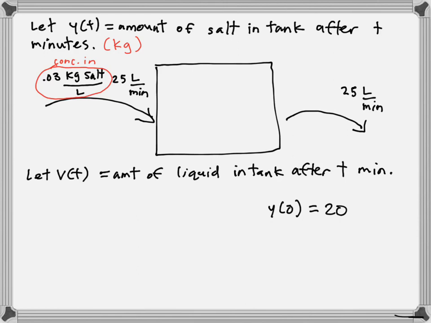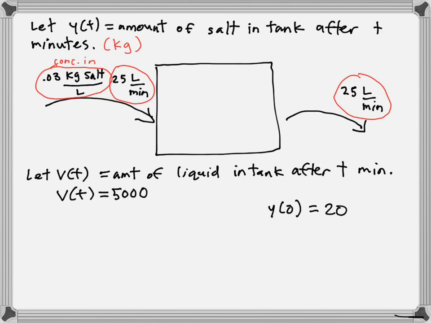Now, it turns out that because these two rates are the same, 25 liters per minute coming in and 25 liters per minute coming out, the volume never changes, so it's just a constant. Because we started out at 5,000 liters, we always have 5,000 liters. So V of t is just a constant function of 5,000. This is not always going to be true. So just be careful. If the rates are different, you are going to have a function of t here.